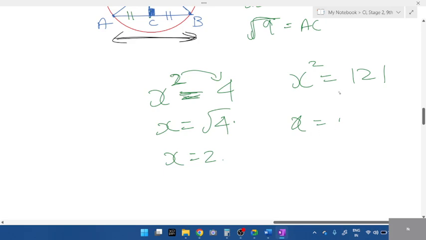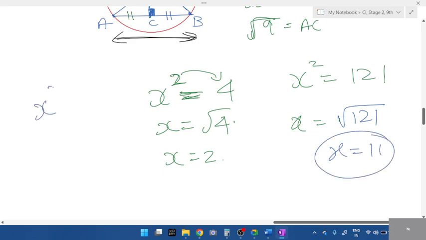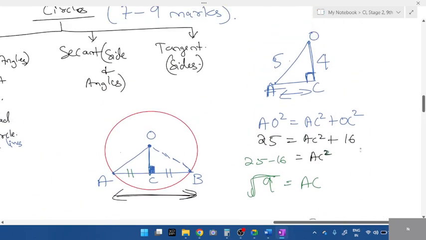After this, I'll give. Okay, the square goes to the other side and becomes root 121, which is 11. If I write x cube is equal to 64, the cube goes to the other side. What is the cube root of 64? 4. So the answer for this is 3, students. AC is equal to 3. If AO is equal to 3, OB is also equal to 3.